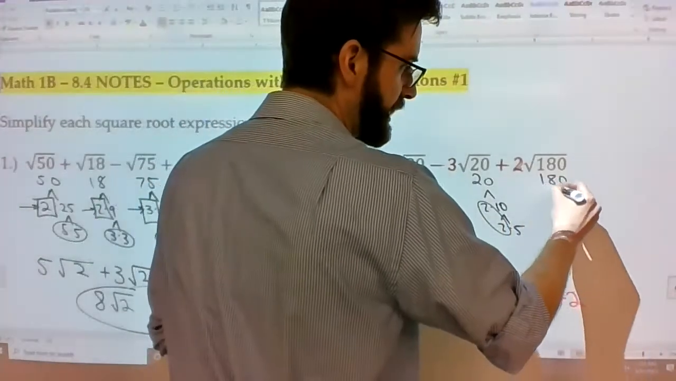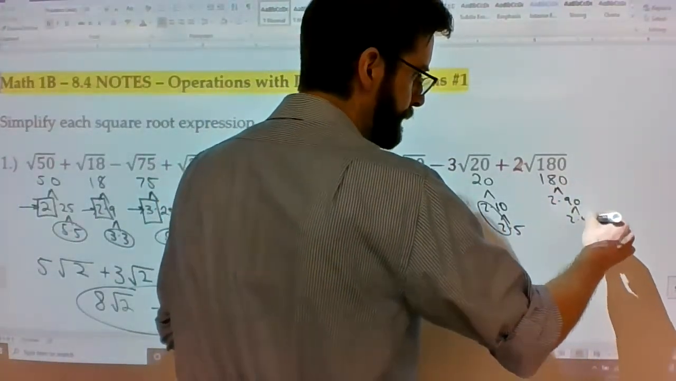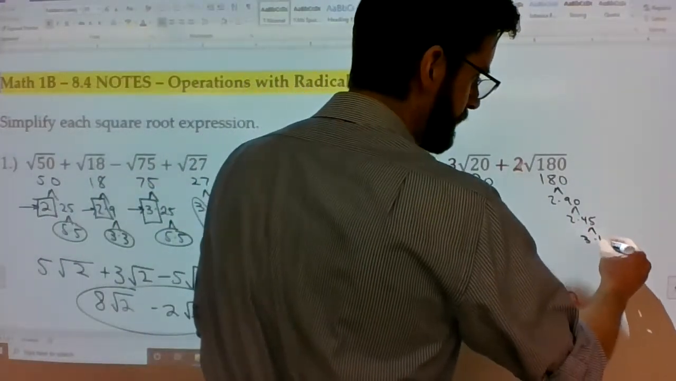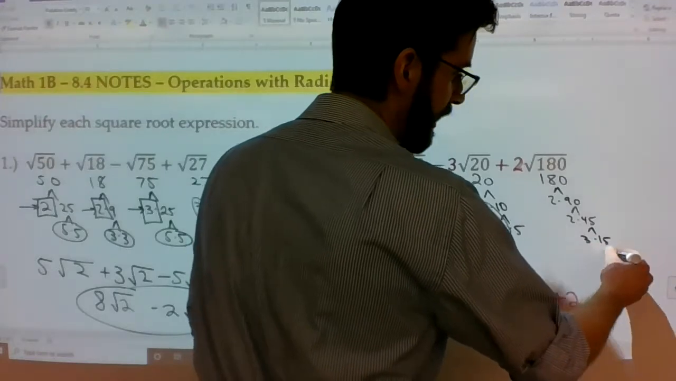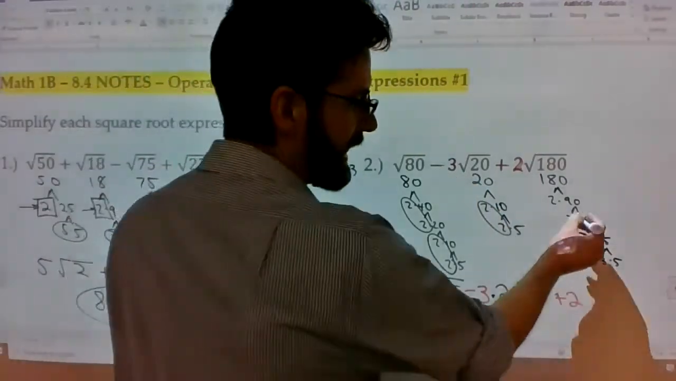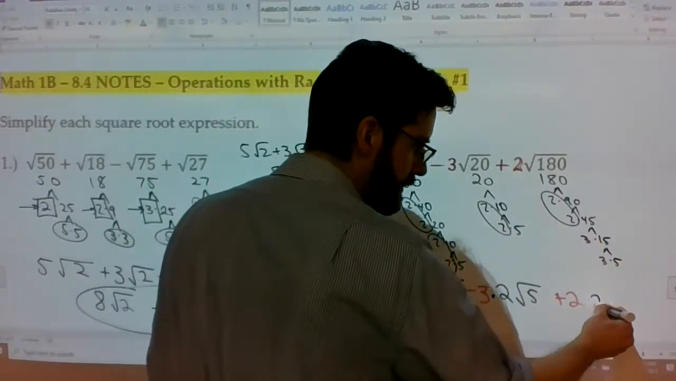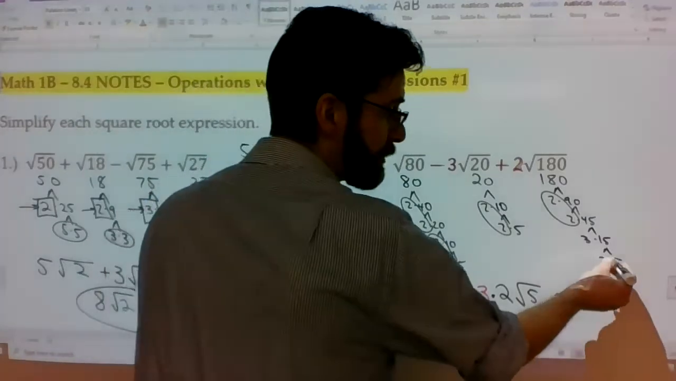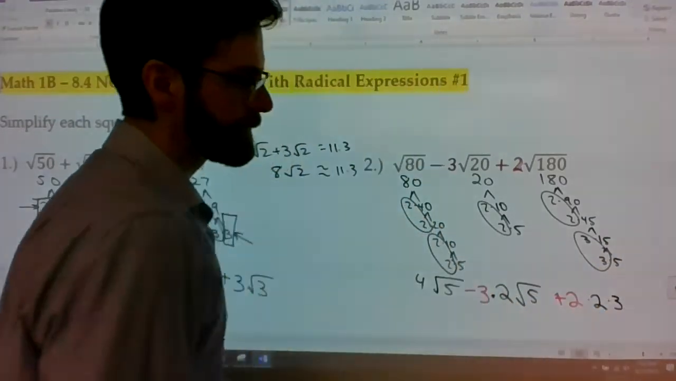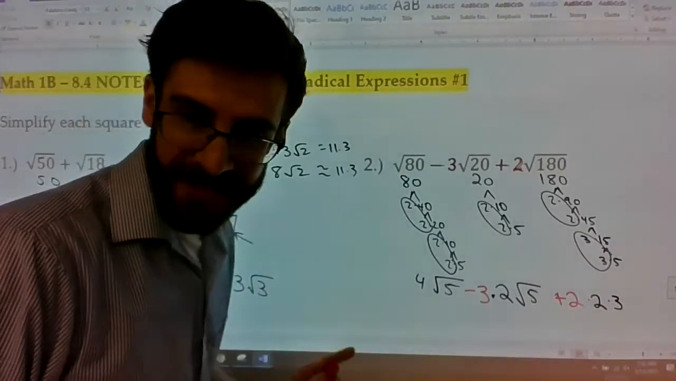All right, 180 is going to get broken down into 2 times 90, 2 times 45. No more 2's. 3 works. 3 times 15, 3 times 5. All primes, so now we say a 2 comes out of the root, a 3 comes out of the root, and then there's a 5. Didn't have a pair, so it stays inside.